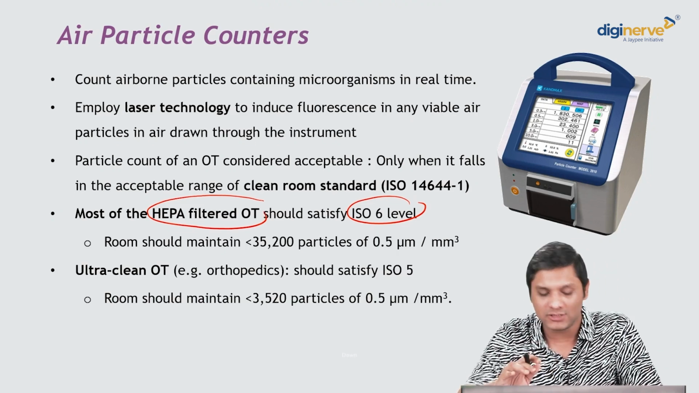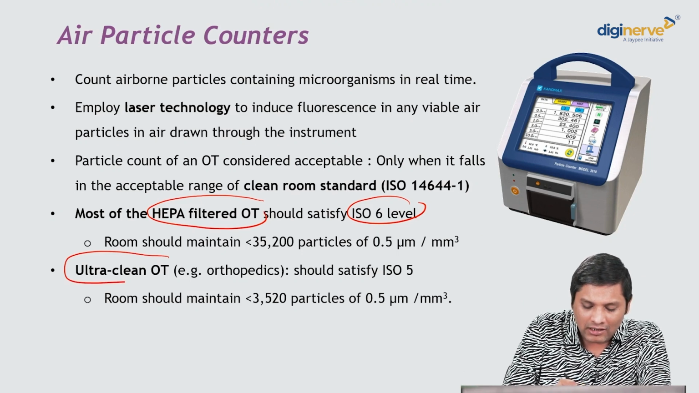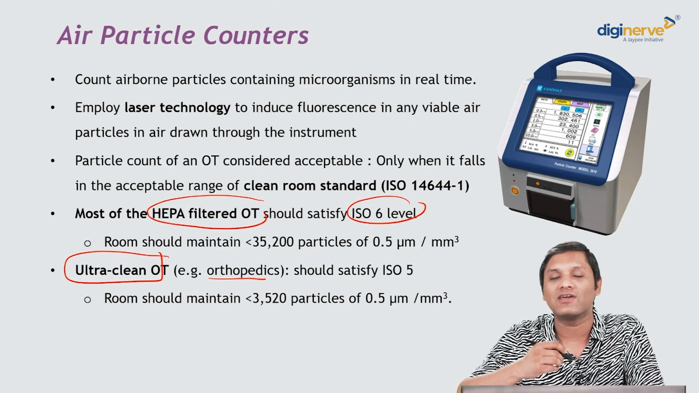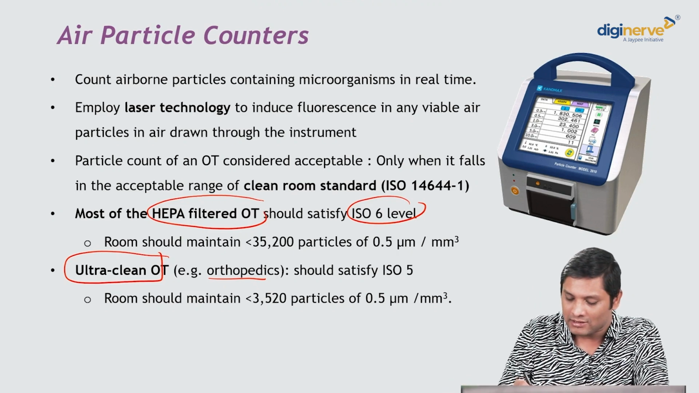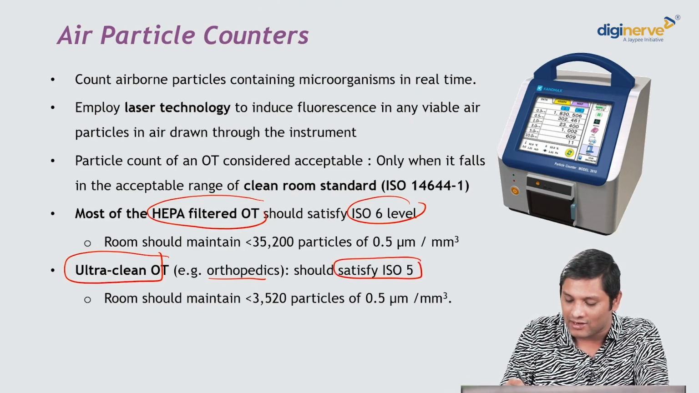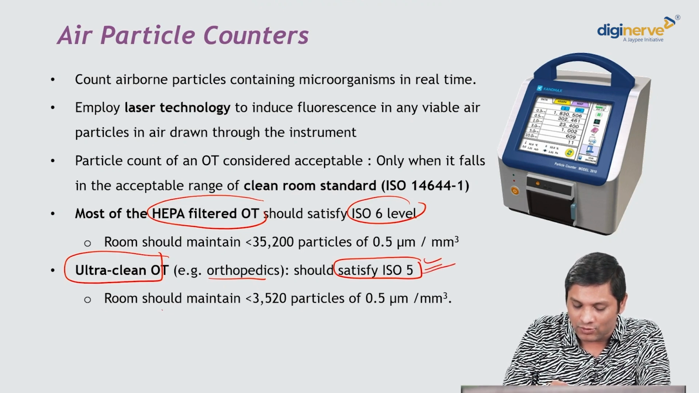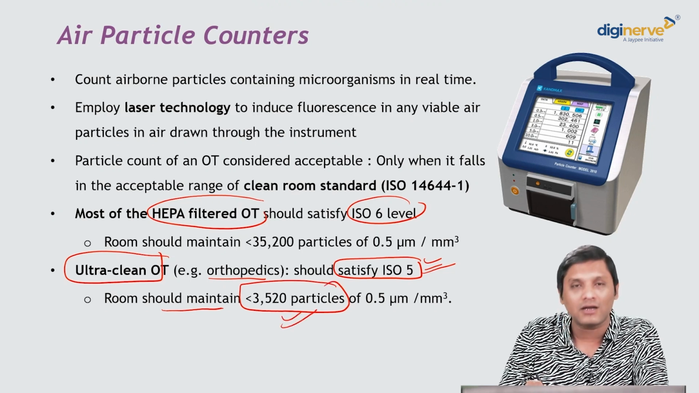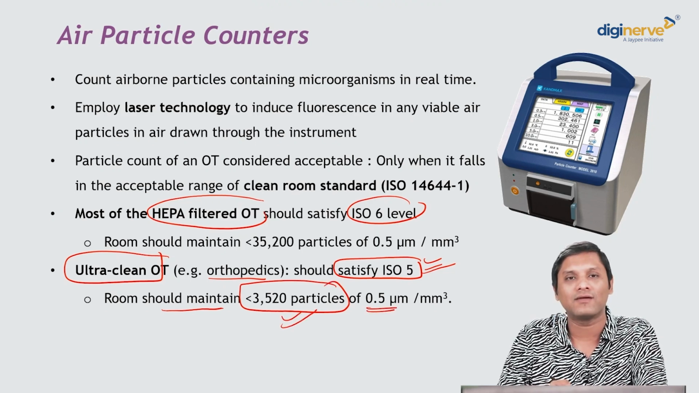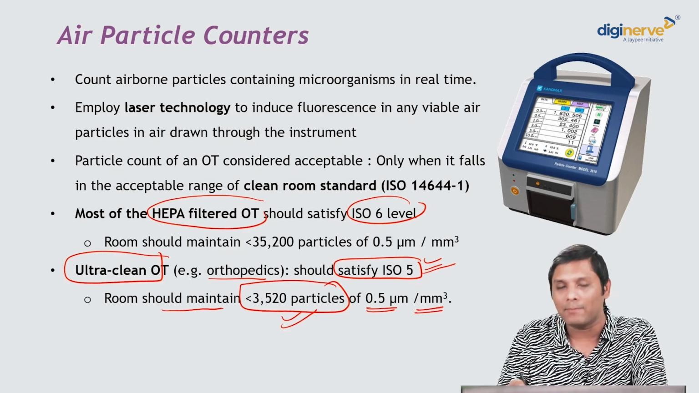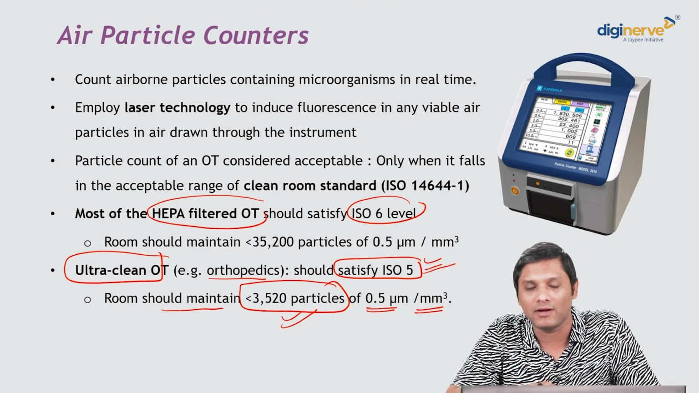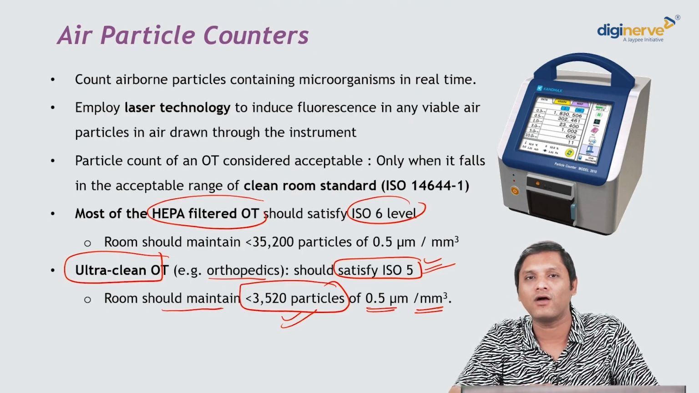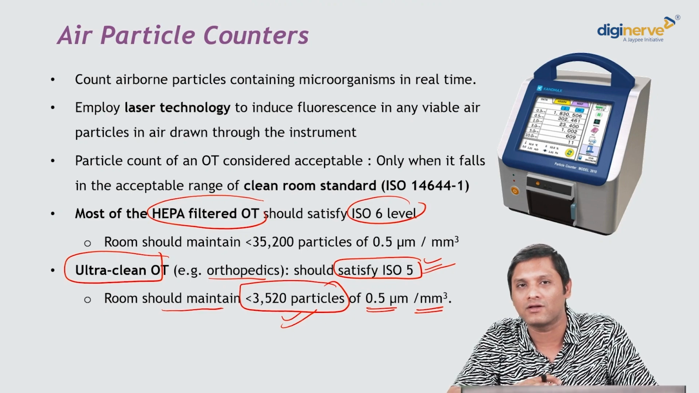There are some specialized OT that are called ultra clean OT. The example is orthopedics OT. They should have even more stringent conditions. They should satisfy ISO standard 5, which indicates that the room should maintain less than 3,520 particles of size 0.5 micron per cubic meter of volume sampled. So air particle counters are the most reliable method for determination of air microbiology.